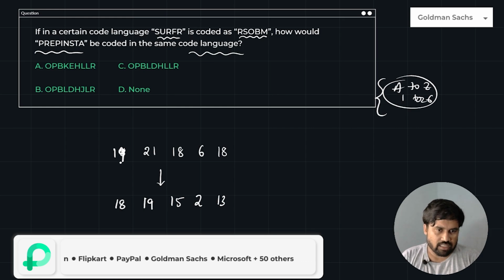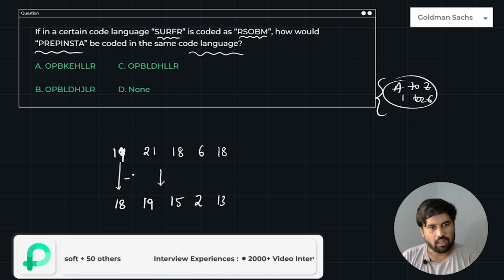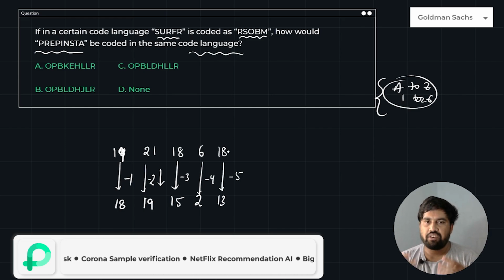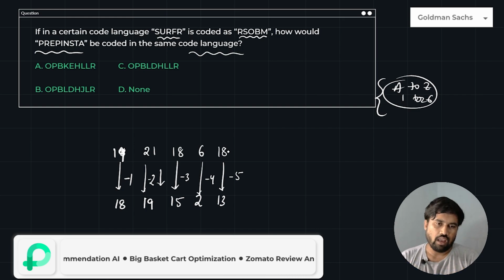So just look here, guys. 19 becomes 18, which is minus 1. 21 becomes 19, minus 2. 18 becomes 15, minus 3. 6 becomes 2, minus 4. 15 becomes 13, minus 5. So every alphabet is decreased by minus 1, minus 2, minus 3, minus 4, and so on.